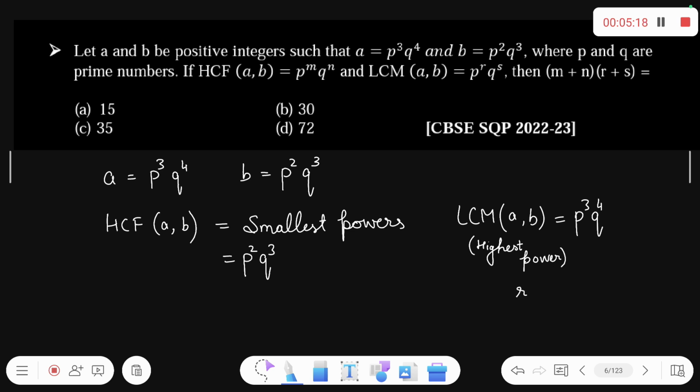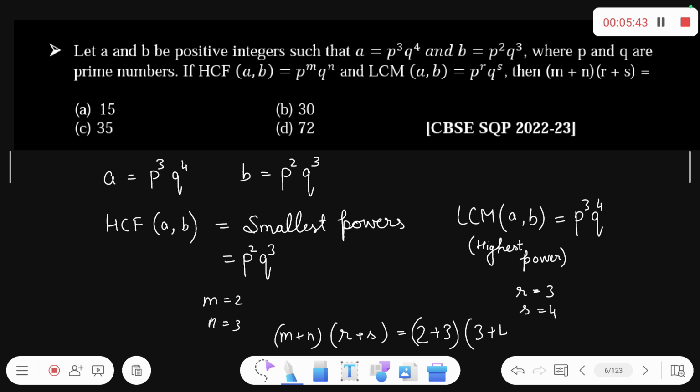So R is 3, S is 4, here M is 2 and N is 3. Solution of M plus N and R plus S is equal to 2 plus 3 and 3 plus 4. This is 5 cross 7, so answer is 35. So C is your right option. Let's move to next question.